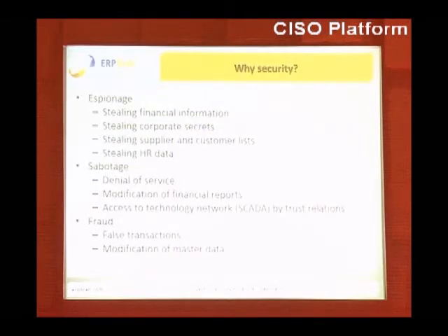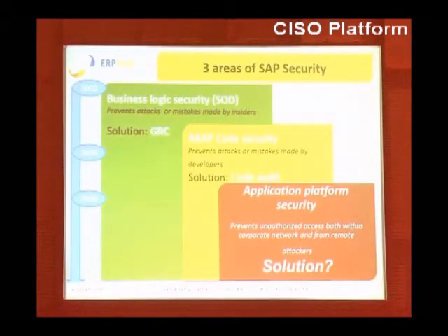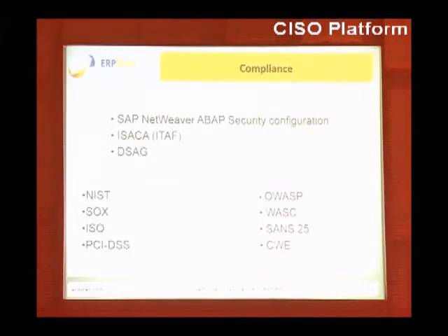And you understand that all those vulnerabilities can lead to espionage, sabotage, and fraud in the system. So what we have now: there are 3 different areas in SAP security. One you already know, business logic and access control, and it's more or less good. Another is ABAP source code security, and the third is application platform security, which people don't understand. They have lots of issues, but the question is how to deal with them.